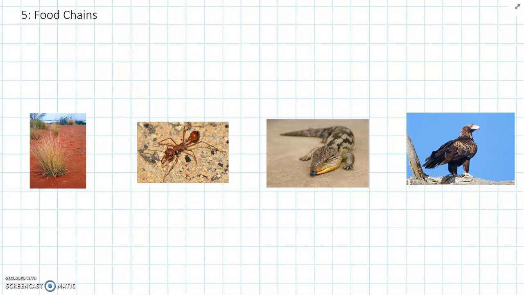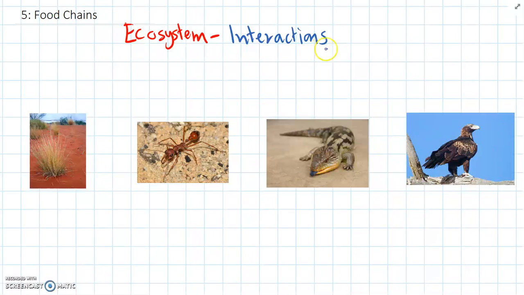So we've learnt about what an ecosystem is, and the main idea to remember in an ecosystem is that it's all about the interactions. Interactions between all of the living things, the biotic factors, and the non-living things, the abiotic factors in an environment. So one way that we can show some interactions in an ecosystem is with a food chain.